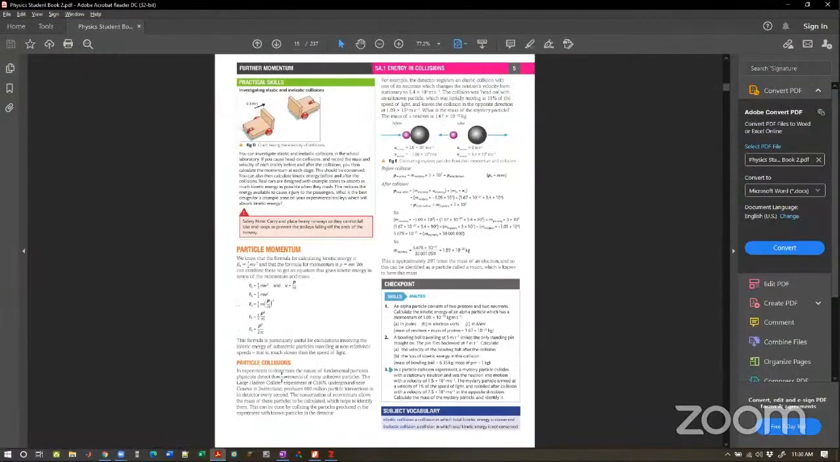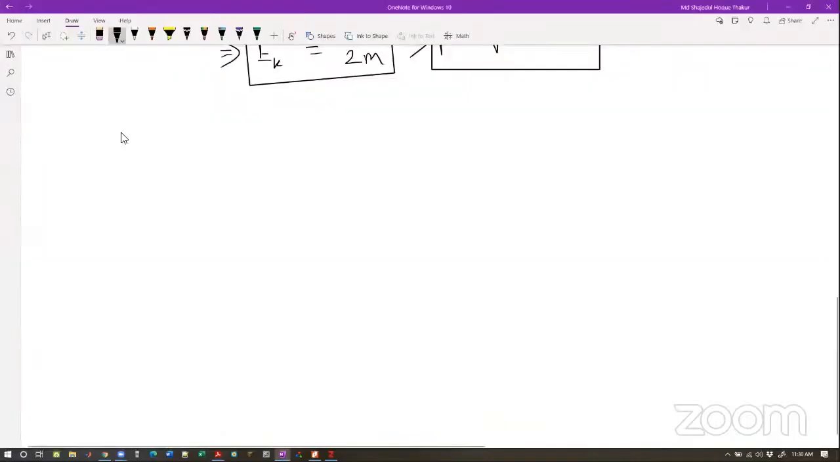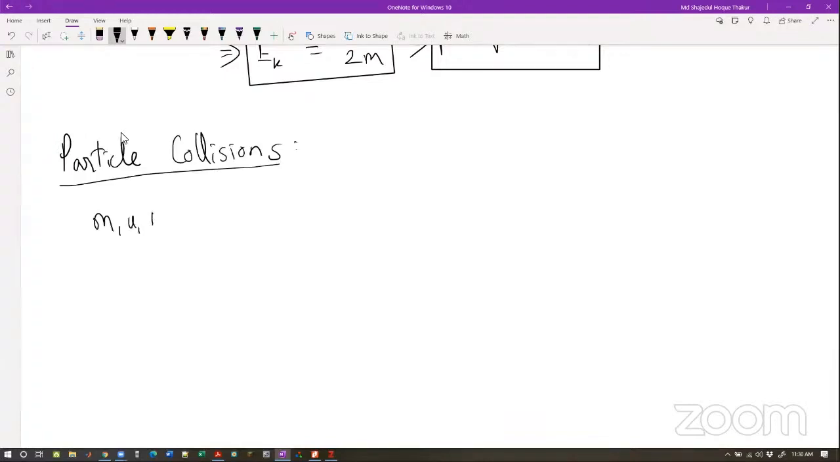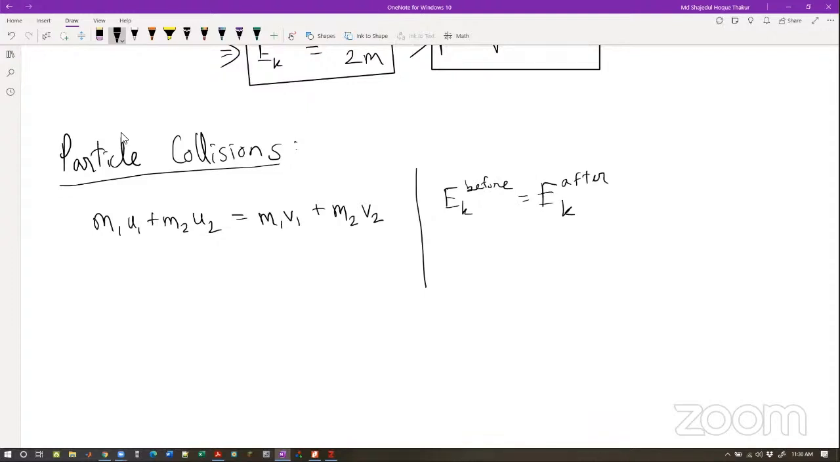Then we can do some more calculations about particle collisions. So in general, in particle collisions, of course, we learned this before. M1 U1 plus M2 U2 is equal to M1 V1 plus M2 V2. And kinetic energy before is equal to kinetic energy after, but এটা সবসময় ব্যবহার করতে পারবো না। We will use this if the collision is elastic, or we will use this to verify whether the collision is elastic.